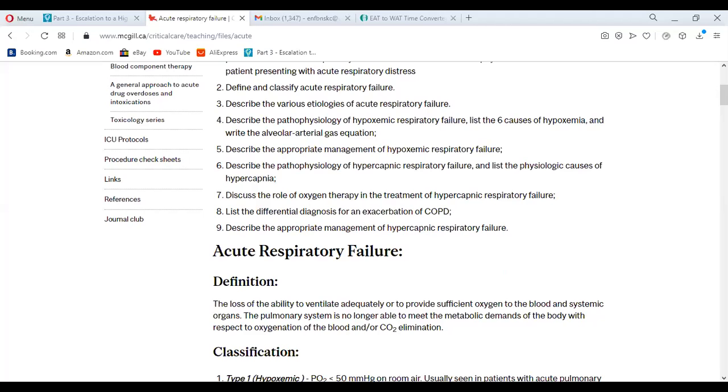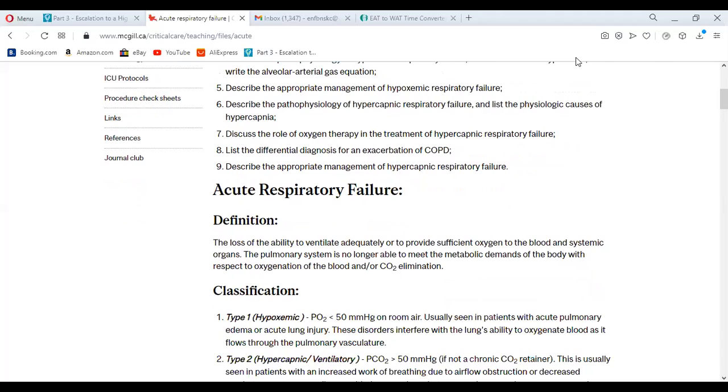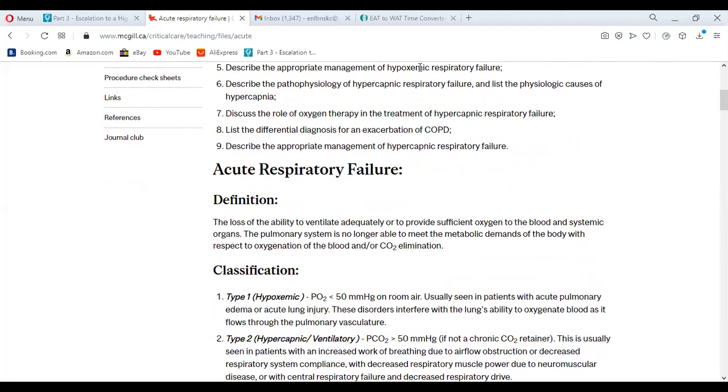So in acute respiratory failure, the definition here is when there is a loss of ability to ventilate adequately or to provide sufficient oxygen to the blood and organs. The pulmonary system is no longer able to meet the metabolic demands of the body with respect to oxygenation of the blood and/or elimination of carbon dioxide.